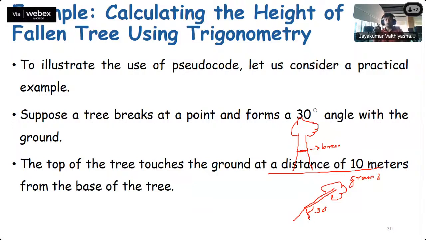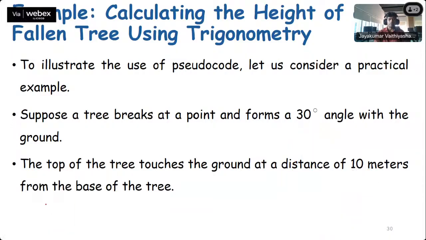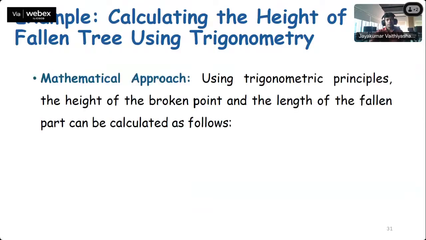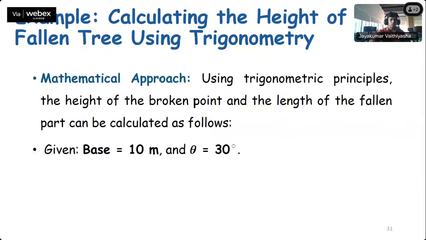The top of the tree touches the ground at a 10-meter distance. Suppose the top of the tree touches the ground at a point 10 meters from the base of the tree. Then how will you calculate the height of the fallen tree? So this is our goal, right? What we normally do, the mathematical approach, will use trigonometry principles. The height of the broken point and the length of the fallen tree part can be calculated using this formula. So base equals 10 meters, angle equals 30.